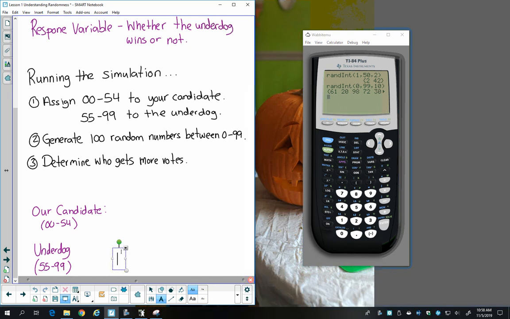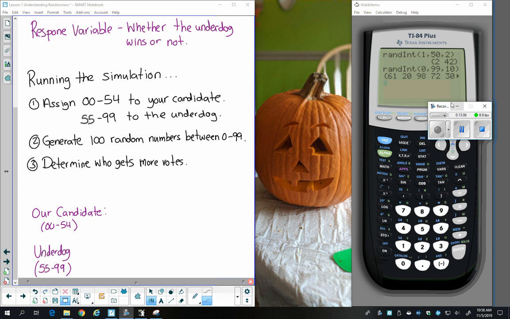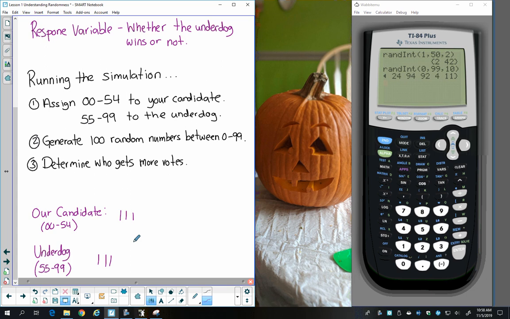So we have a 61. All right, I figured out what I want to do. So we have a 61, that's an underdog vote. We have a 20, that's our candidate vote. A 98, a 72, a 30, a 24, a 94, a 92, a 4, and an 11. Okay, so far 5 votes for our candidate, 5 votes for the underdog. So I'm going to repeat that process for you, and then we'll see who won.